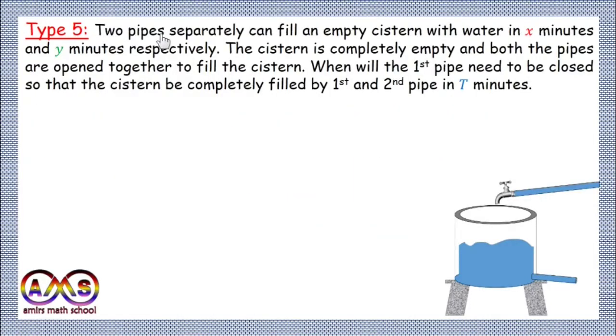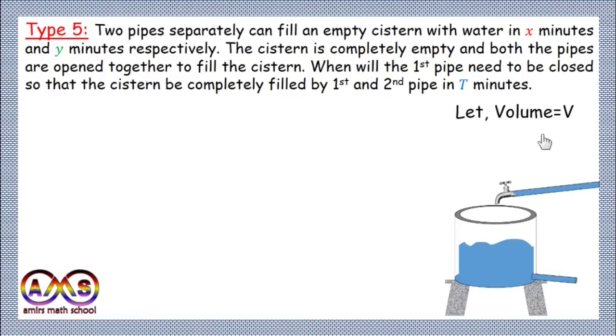Type 5. Two pipes separately can fill an empty cistern with water in X minutes and Y minutes respectively. The cistern is completely empty. Both the pipes are open together to fill the cistern. When will the first pipe need to be closed so that the cistern will be completely filled by the first and second pipe in T minutes? The question asks to find when the first pipe needs to be closed so that the cistern will be completely filled by both pipes in T minutes.